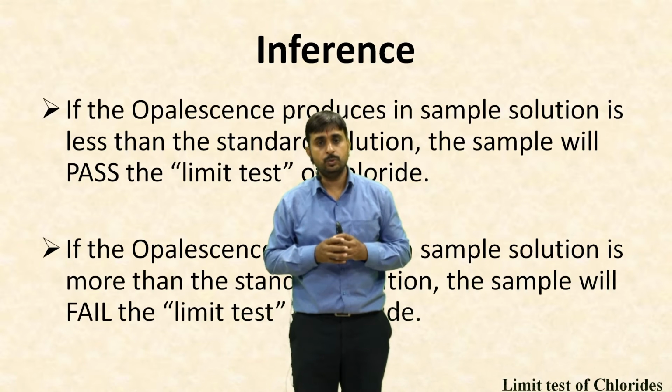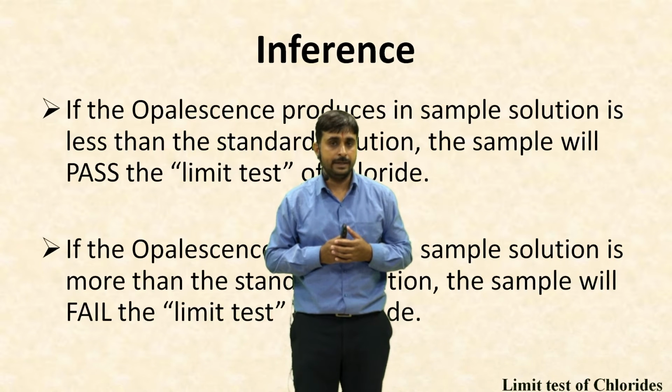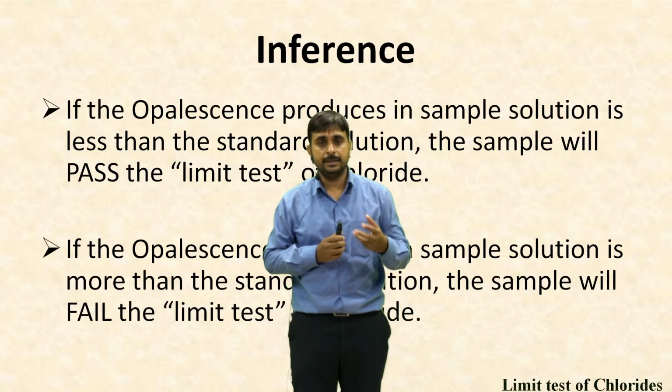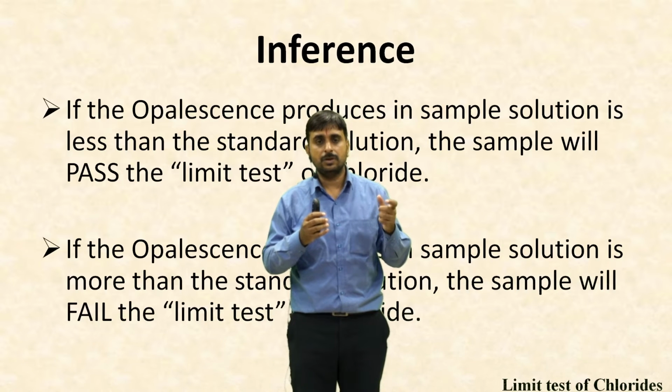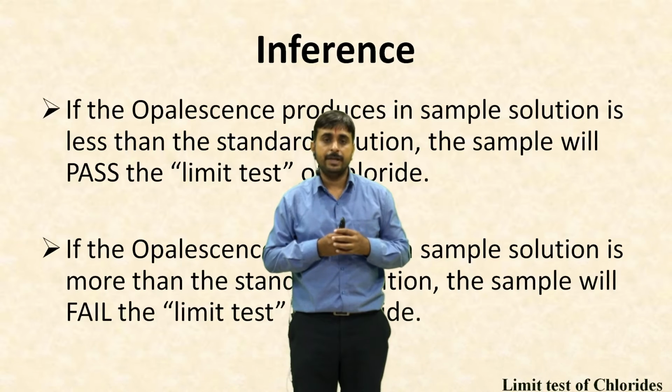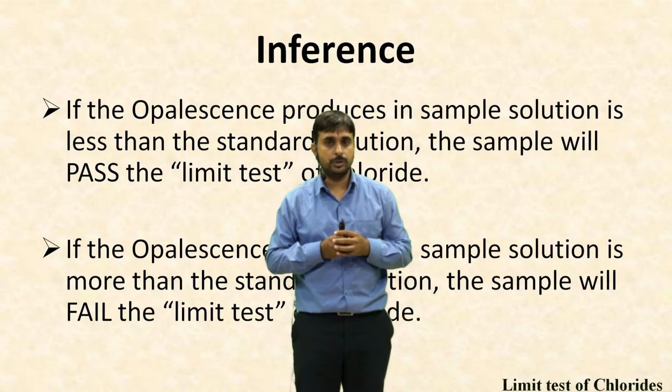Now, let us move to the lab where we will study the practical demonstration of this limit test of chloride, and we will practically understand how the chemical reaction proceeds and observe the turbidity or opalescence of the sample and compare it with the standard one. Let us move to the lab.